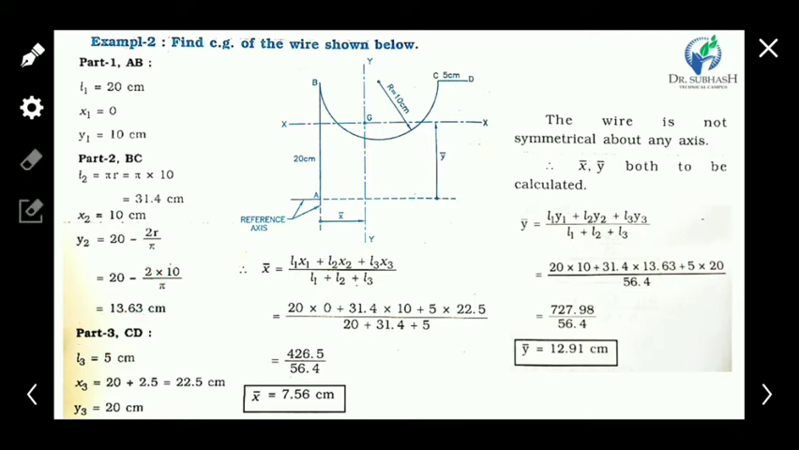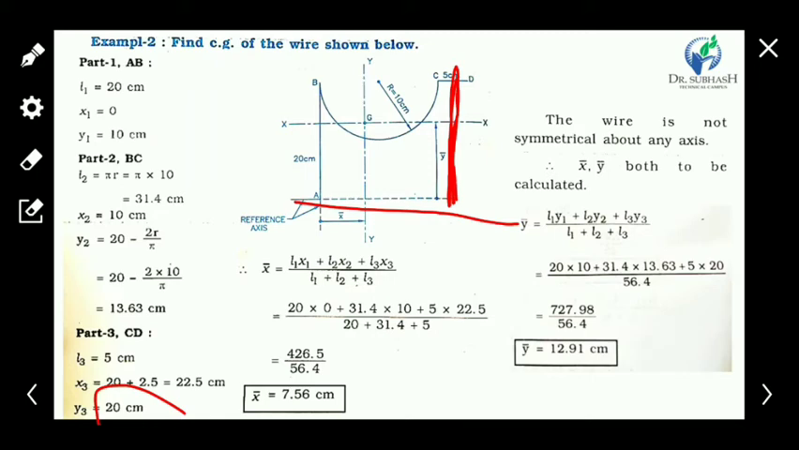Okay. Now consider the part CD. It's a straight line again. So the length of this is 5 centimeter. For x3, the CG of CD, the distance of the CG of CD from the reference axis, the horizontal axis, is 20 plus 2.5. Okay. So x3 is 22.5 and y3 is 20 centimeter, the vertical distance from the reference axis.